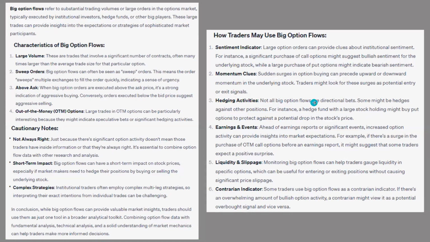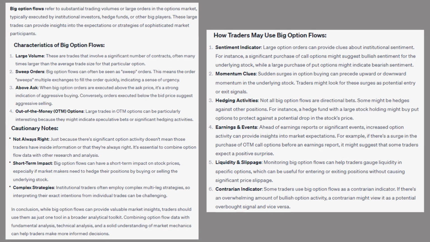Hedging activities. Okay, so not all big option flows are directional bets. Some might be hedges against other positions. For instance, a hedge fund with a large stock holding might buy put options to protect against a potential drop in the stock's price. So think about if you're a hedge fund and you have a billion or multi-billion-dollar position in shares for the S&P 500. Okay, a $20 million put may not necessarily be such a big impact for you. Okay, and it may seem like a big position to us retail traders.